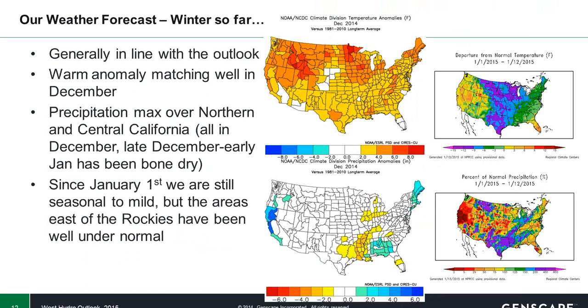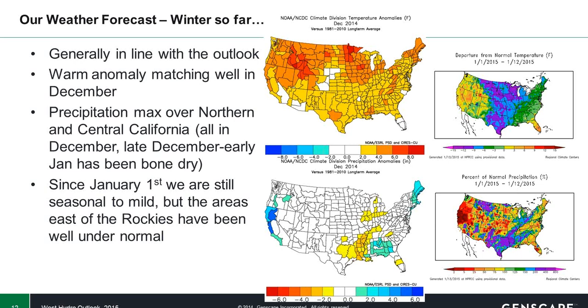So the next slide shows the actual observed weather for December, and then the first 12 days of January to the right. And December was not unexpectedly warm across the country.